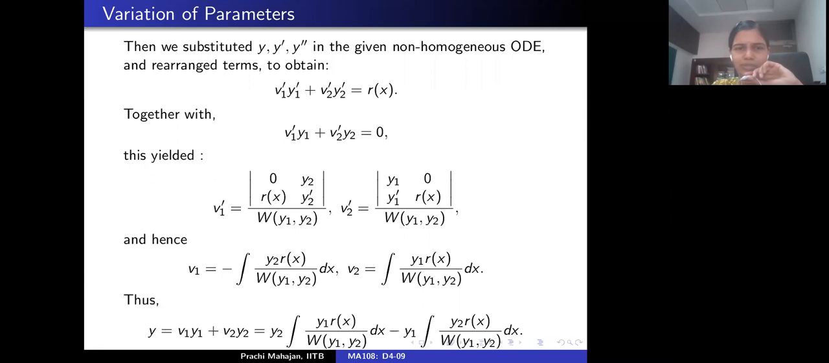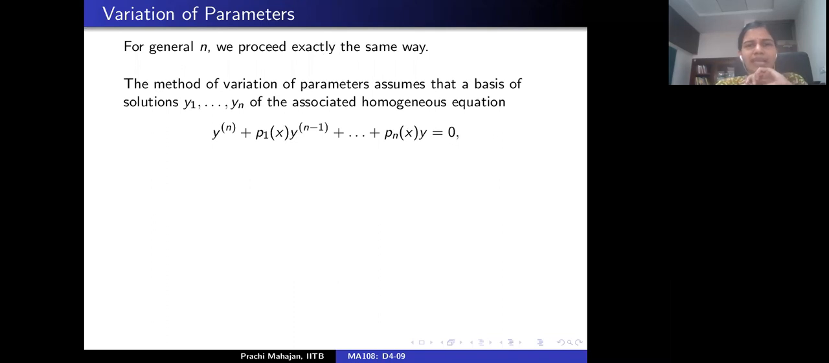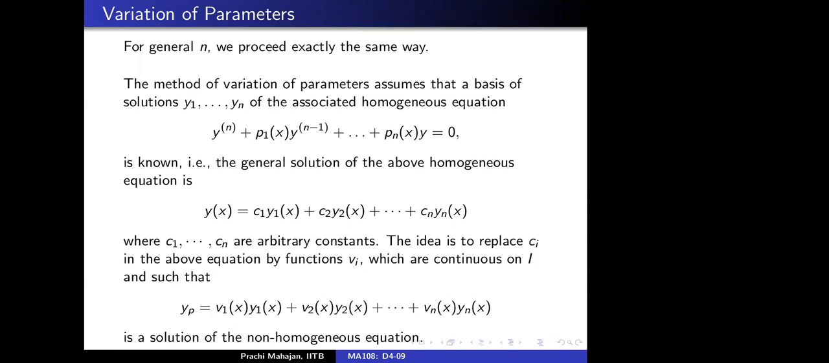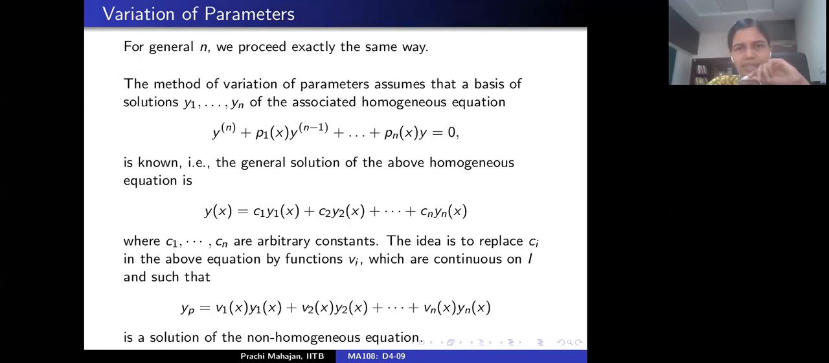And let's see how much of this we can push when we are dealing with an order n equation. So the general idea is much the same. We will look at the associated homogeneous equation, and we will write down the basis of solutions of the associated homogeneous equation. So suppose that y1, y2, yn are n linearly independent solutions of the associated homogeneous equation, which means that there are some constants c1, c2, cn, such that any solution of the homogeneous equation can be written as c1 y1 plus c2 y2 and so on up to cn yn.